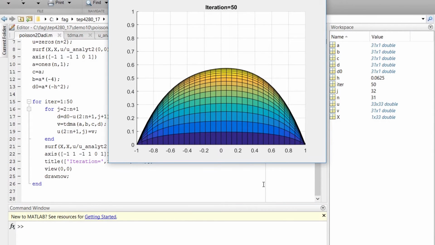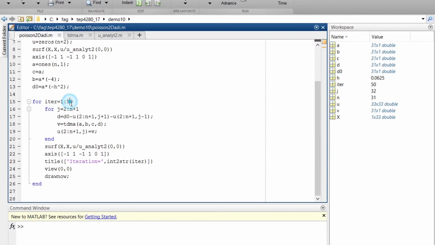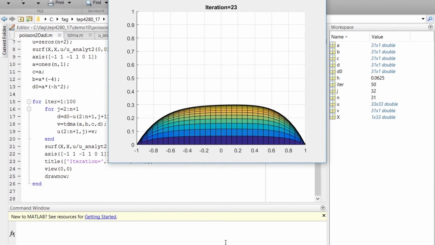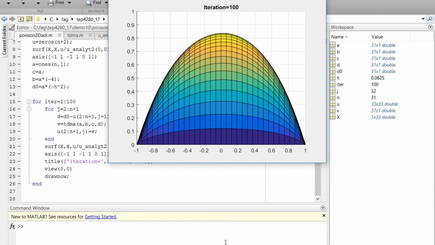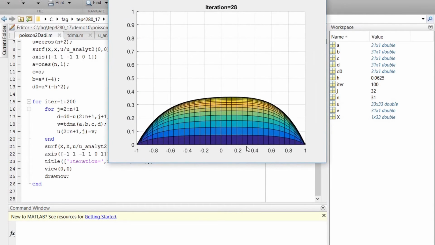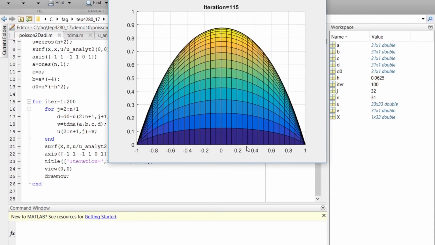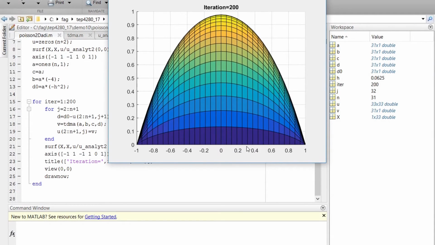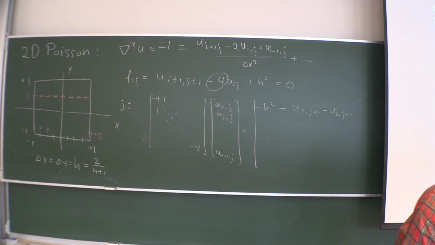And yes, it seems to be working, but 50 iterations clearly wasn't good enough. So let's go to 100. It should reach 1 when it has found the solution. No, 100 was not good enough. 200, come on. Ah, it's getting there. But you see, this method is actually not as fast as the SOR.